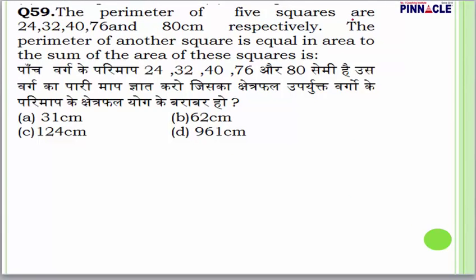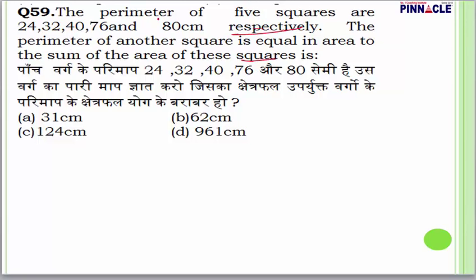Now the next question, question number 59. The perimeters of five squares are 24, 32, 40, 76, and 80 centimeter respectively. The perimeters are given. Another square is equal in area to the sum of the areas of these squares. We have to find its perimeter.